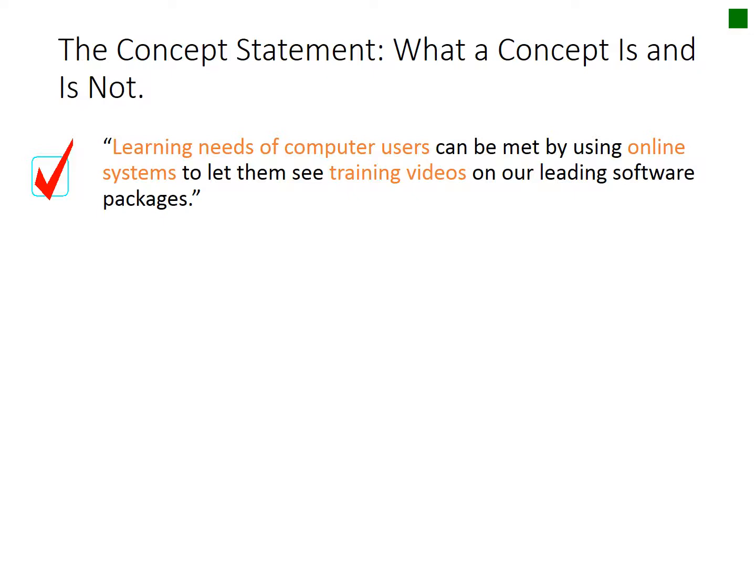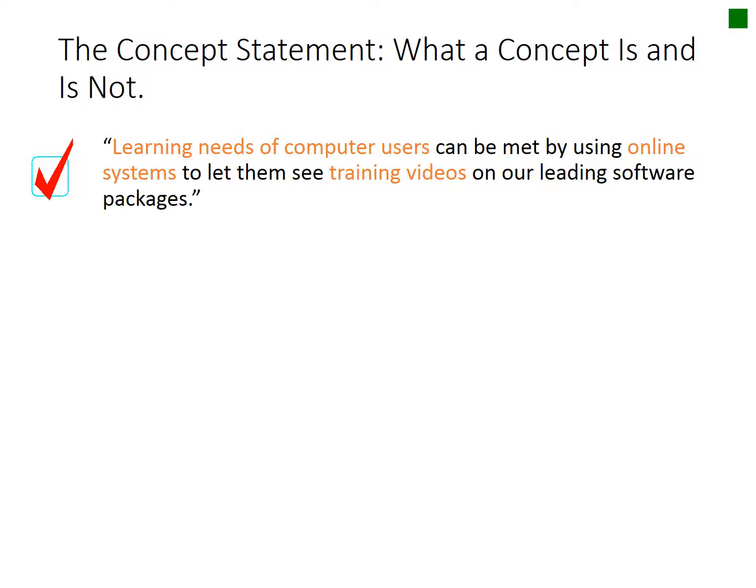So learning needs of computer users can be met by using online systems to let them see training videos on our leading software packages. So in this sense, we have learning needs of computer users. Learning needs could be a lot of different needs, a user could have a lot of different learning applications. They might need to learn a lot, in other words. What we're specifying is that we want to take that broad need into the context of our company.